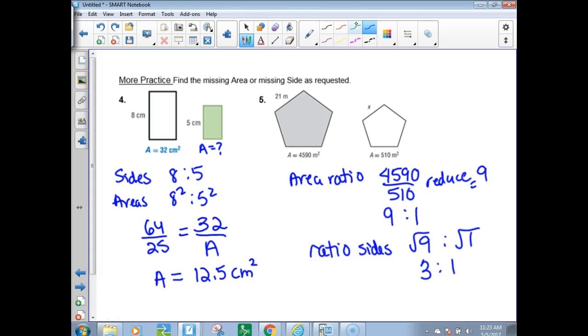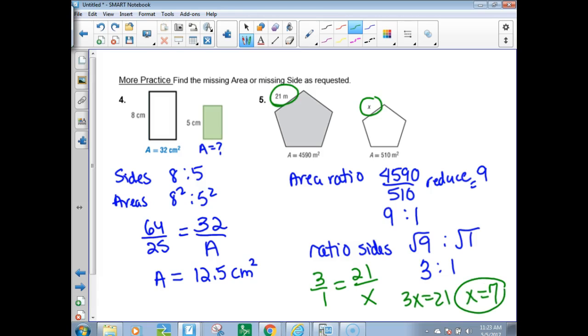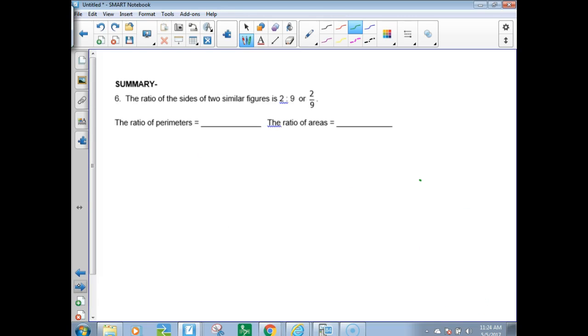And now we can write our proportion. So we got 3 is to 1 as, go up and find the side length compared to x. Yep, 21 is going to go on top, x on the bottom. So we're going to do 1 times 21 divided by 3, or 3x equals 21, so x is 7. Oh, what label? Meters.